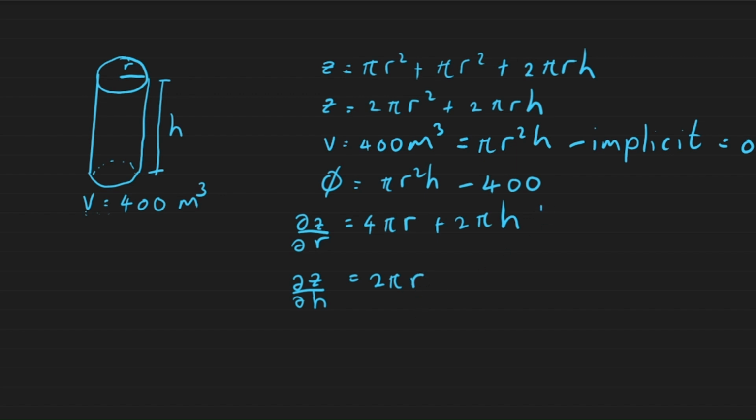So we can also find the derivatives of phi. We find the partial of phi with respect to r. So looking at this, we see that it's 2 pi r h, and the derivative of phi with respect to h is equal to pi r squared. So now that we have set up our derivatives, we can find our equations.